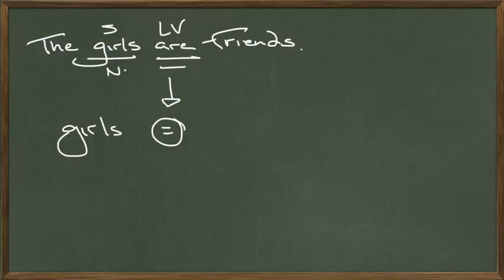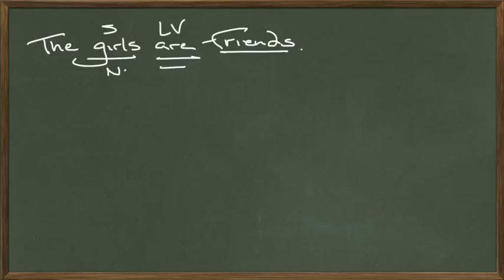And when a noun follows a linking verb, and friends is a noun, when a noun follows a linking verb and renames the subject, it's called a predicate nominative. And of course, it goes into the nominative case. The is an article adjective. We'll diagram it down here and then translate it above.